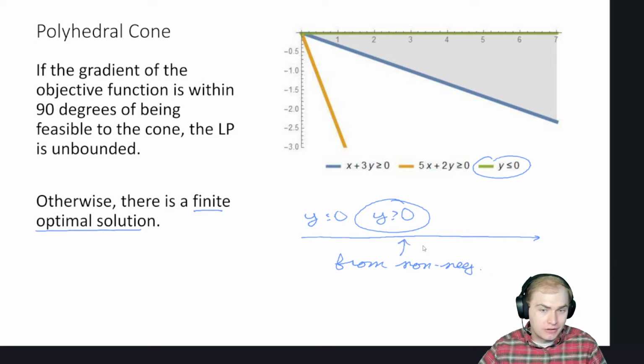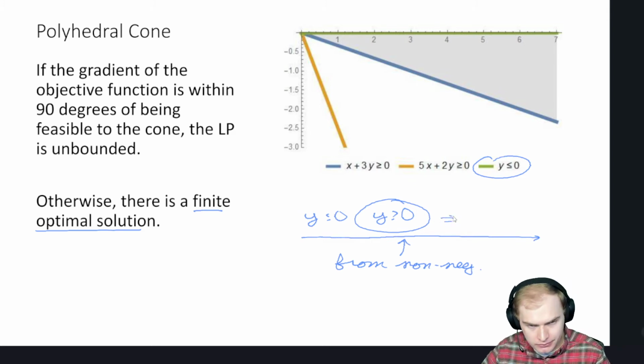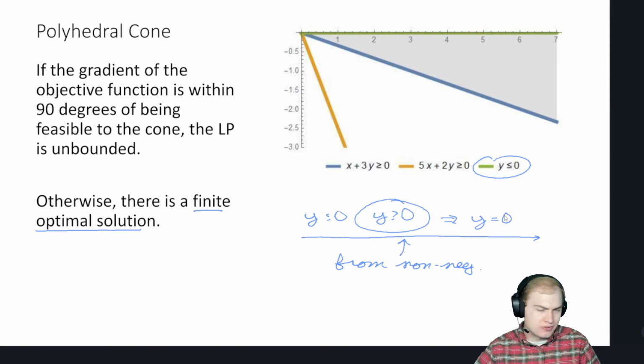Which means that y can only take the value 0. But there's no such upper restriction on x. But that is still a valid polyhedral cone. And it is still useful for identifying the unboundedness of a given problem. And this is possible to do in higher dimensions.